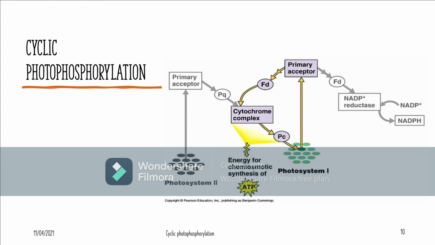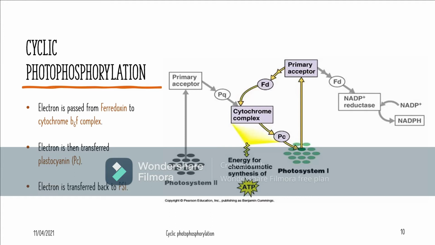In cyclic photophosphorylation, an alternative route is used. The electron is passed from ferredoxin to the cytochrome b6f complex. Energy is released during the electron flow, and this is used in chemiosmosis to generate more ATP. The electron is then transferred to plastocyanin. The electron is transferred back to photosystem 1, and it can then be photoactivated again.